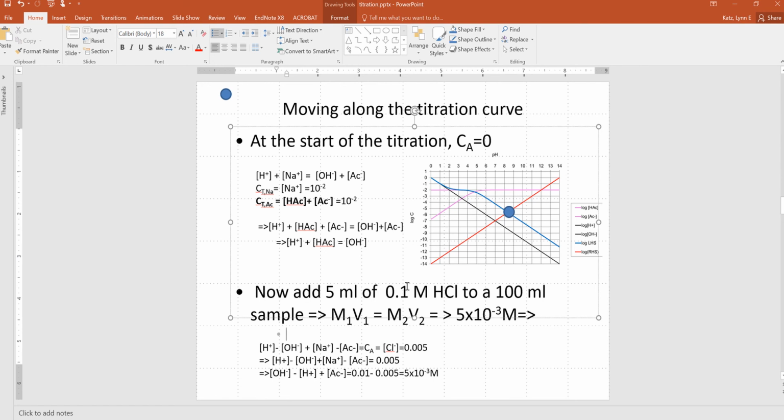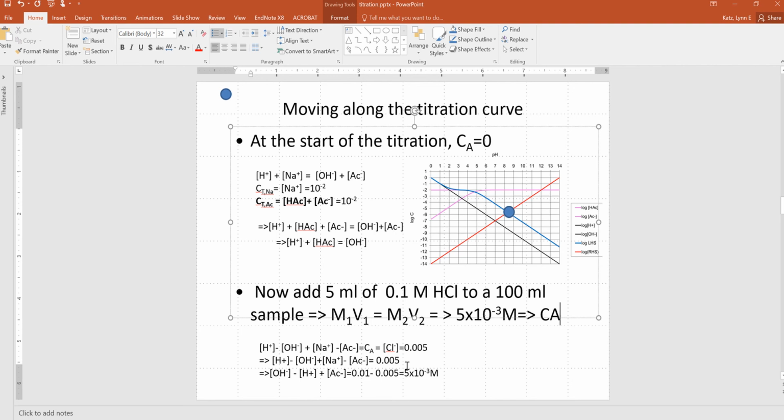Now let's add 5 mils of 0.1 molar HCl to 100 mil sample. Applying M1V1 equals M2V2, we get that the concentration of acid added to the system, Ca, is now equal to 5 times 10 to the minus 3 molar. So rearranging the charge balance, H plus minus OH minus plus Na plus minus AC minus equal to the chloride concentration, which equals 5 times 10 to the minus 3.